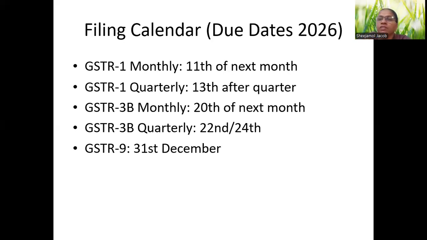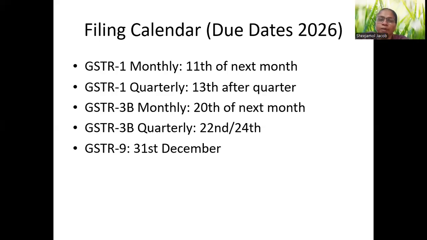Then, what are the due dates for filing these returns? For GSTR-1, every month the dealer has to file this GSTR-1. The date of filing is the 11th of the next month. GSTR-1 quarterly, for composite dealers, is the 13th after the quarter.